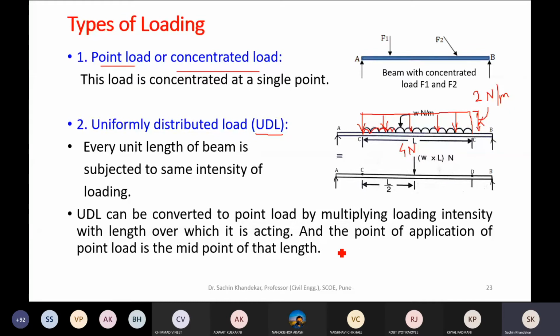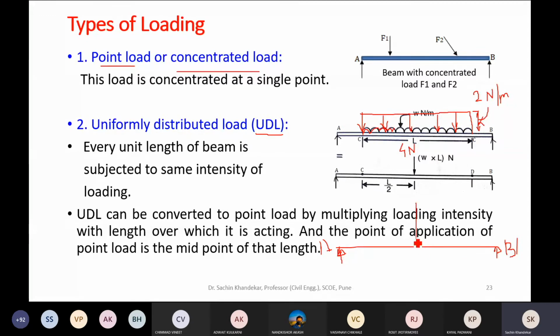Now it is required to convert this UDL into a point load. So how to convert this UDL into a point load? So now this is your beam, and these are the two reactions here. This is end A and this is end B, right? So to convert this UDL into a point load, what do you do?